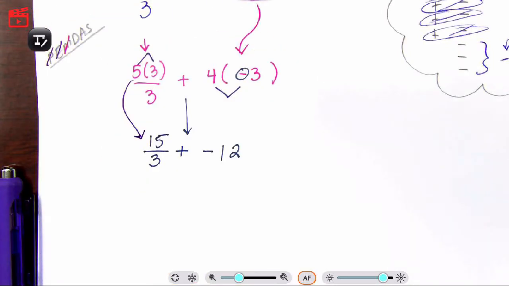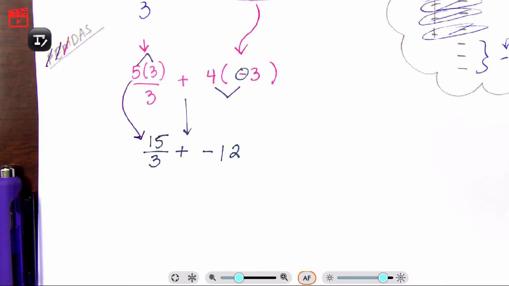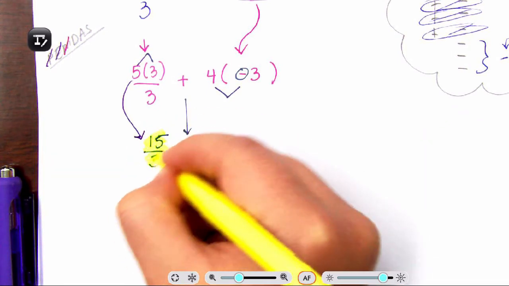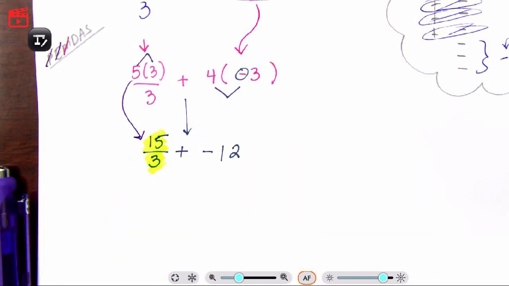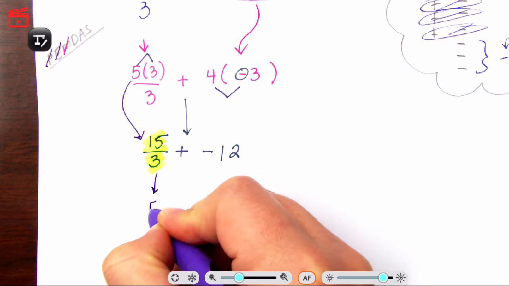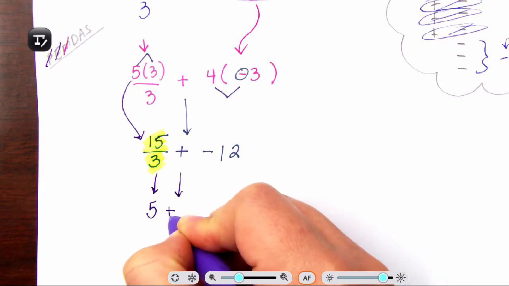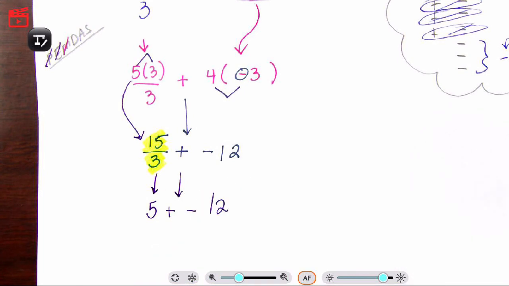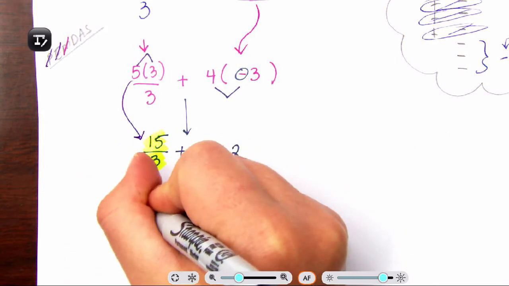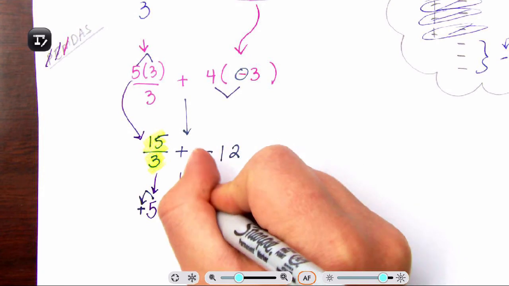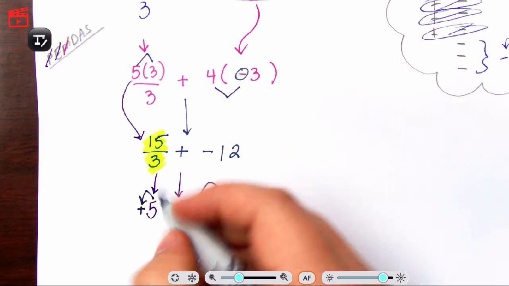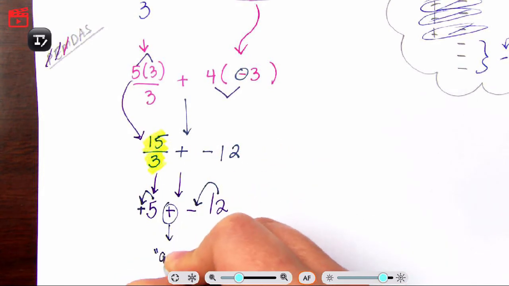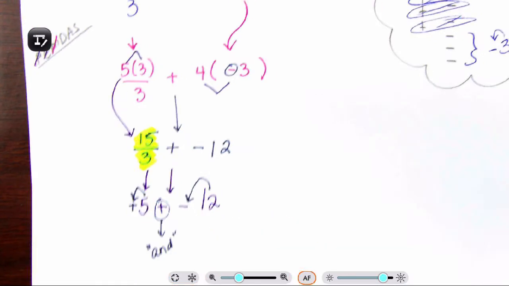Do I have division? Yes, I do. That is 15 divided by 3. 3 times what is 15? 3 times 5 is 15. We're going to add a negative 12 to that. So what do I have? I have 5 pluses and I have 12 minuses. Don't worry about this. This plus just reads like "and." If we're going to translate, that just means "and."